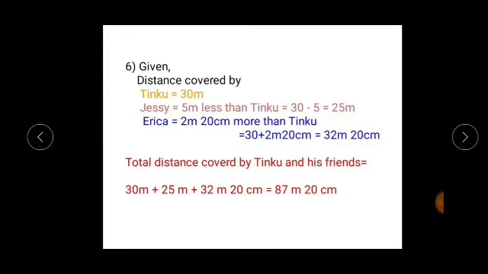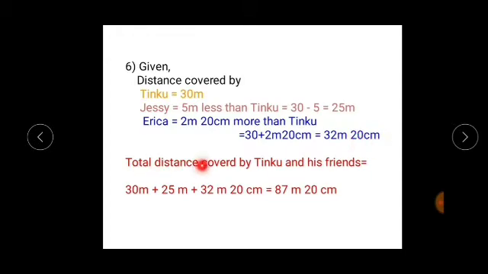Let's see. Given distance covered by Tinku 30 meter. Jesse 5 meter less than Tinku. That means 30 minus 5 is equal to 25 meter. Jesse covered 25 meter distance. Erika covered 2 meter 20 centimeter more than Tinku. Okay. So 30 plus 2 meter 20 centimeter, that is 32 meter 20 centimeter. Add the meters first. 30 plus 2 is 32 and 20 centimeter, 32 meter 20 centimeter.